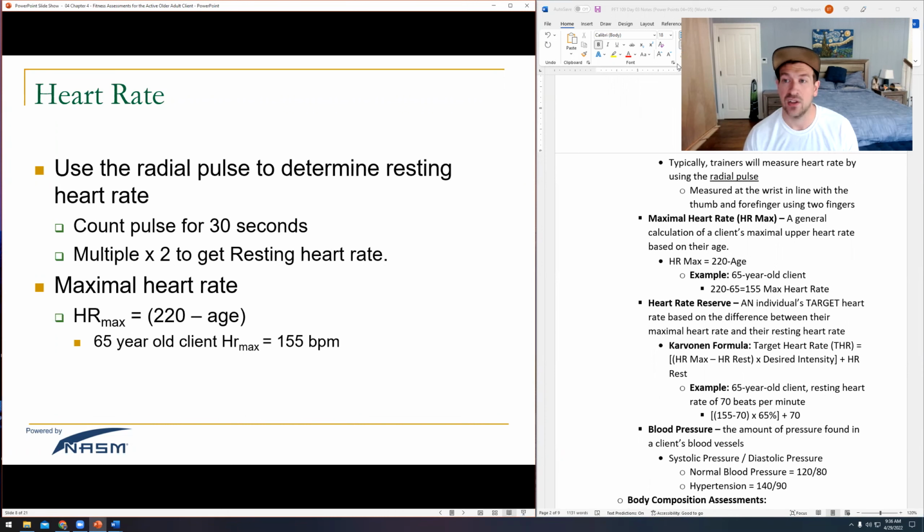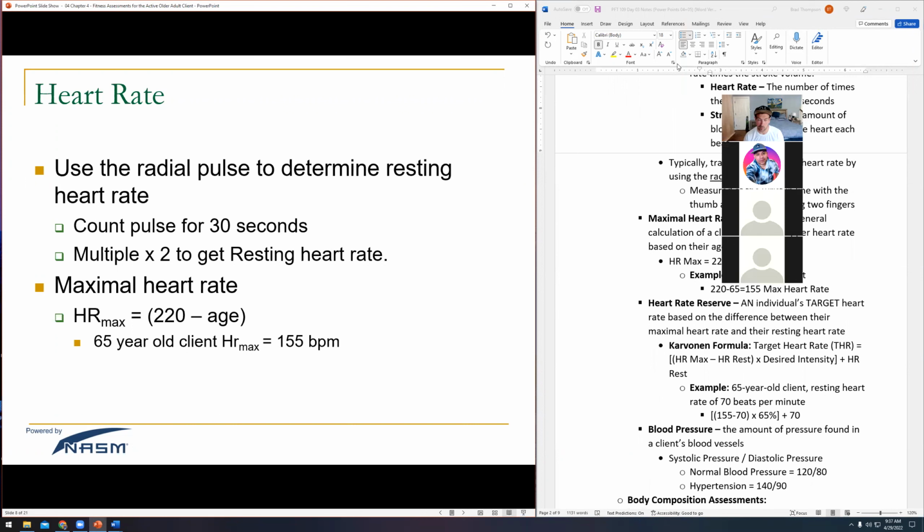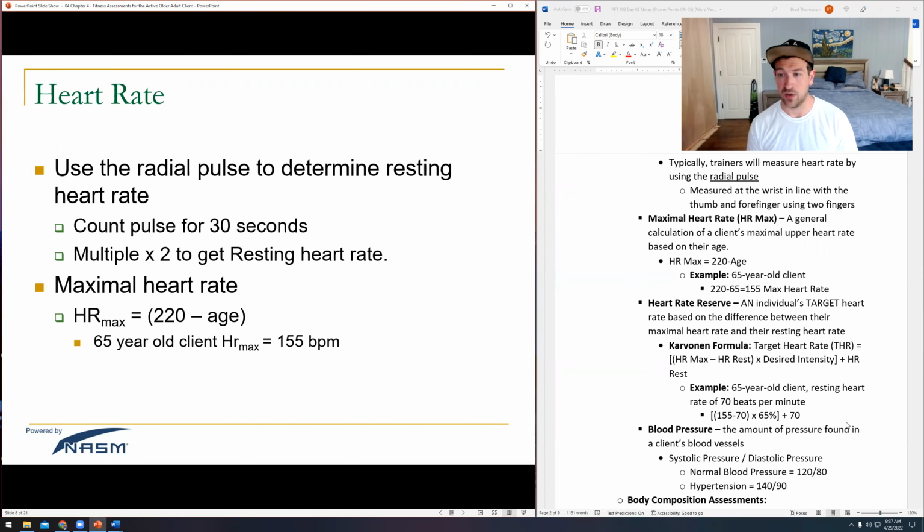Now, here's the thing. The resting heart rate needs to be measured at rest. Shocker, I know, it's surprising. But that can sometimes be very difficult in a gym setting. So lucky for you, you've been doing this interview and your client's been sitting across a desk from you. When you wrap up your PAR-Q and your general medical history questionnaire, you want to explain to your client where you're headed next.